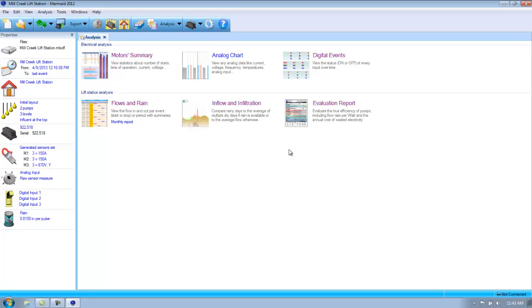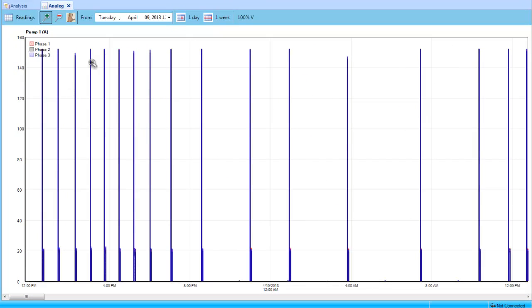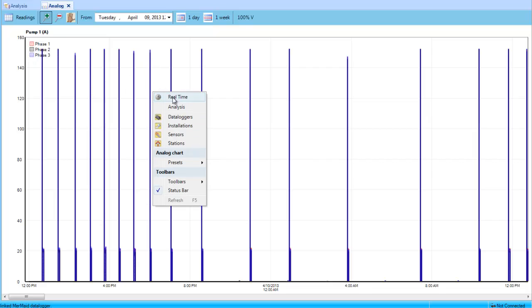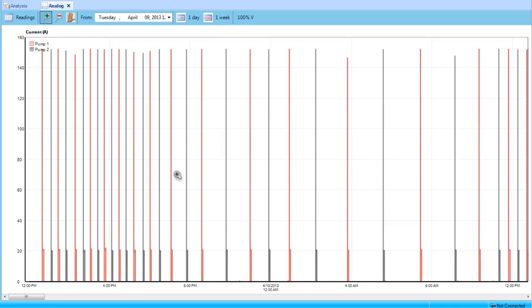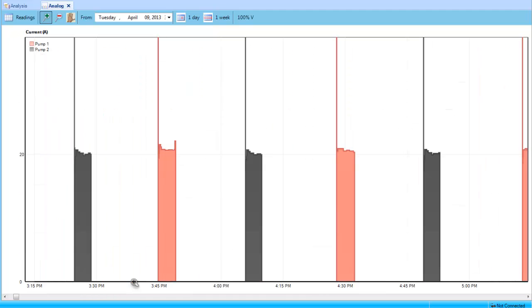The summary I get the most information out of is the analog chart. The analog chart right now, I'm looking at all 3 phases of pump 1. But I'm going to right click on my mouse, go down to analog presets, and I'm going to go to current. Now when I look at current, I'm looking at the current from each pump, the actual average current of each pump, and I'm going to drill in by using my mouse and just looking at a particular selection here.